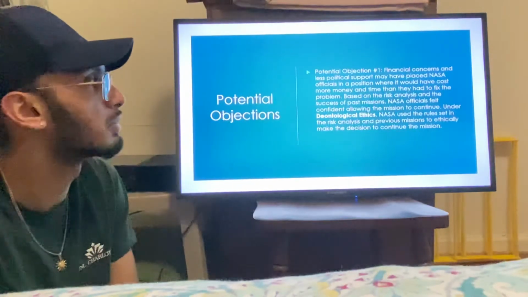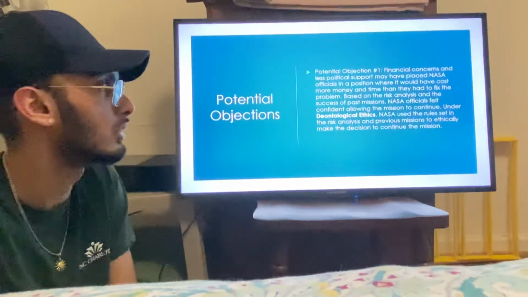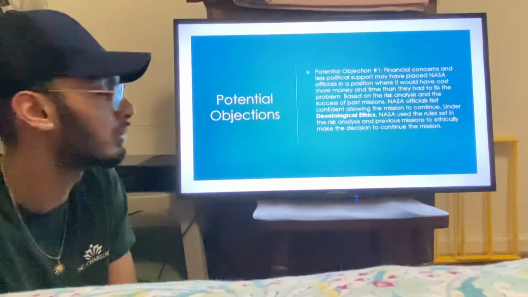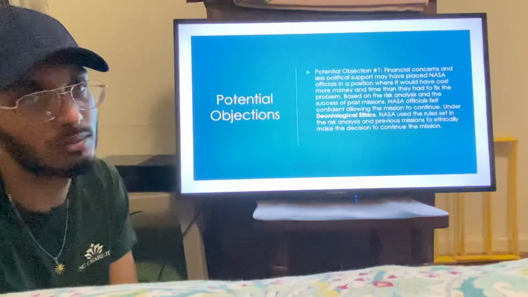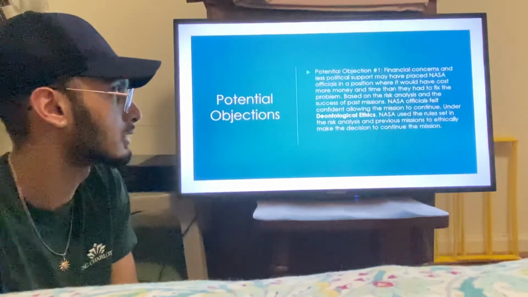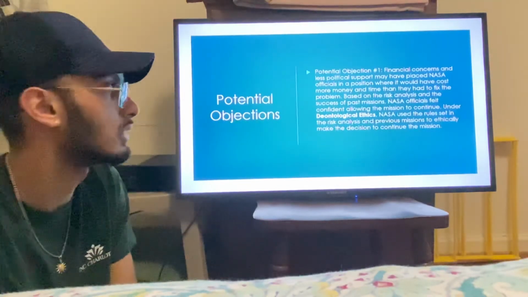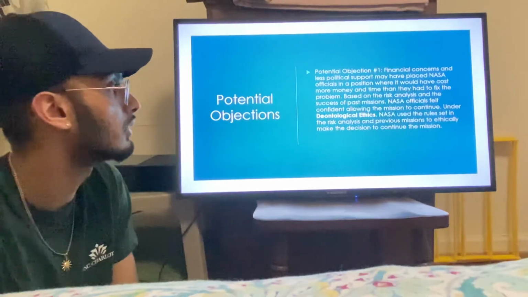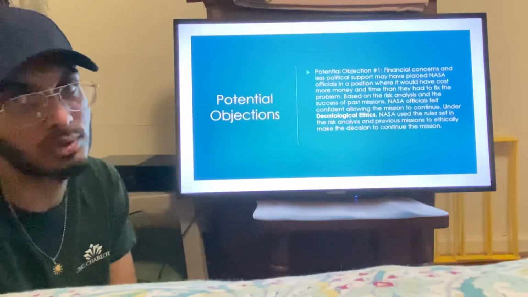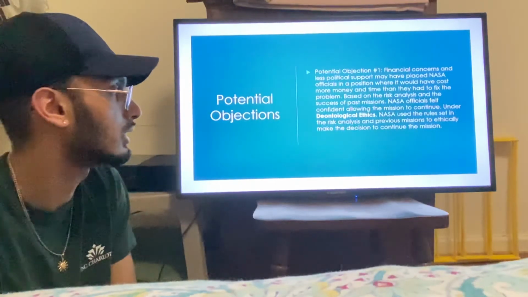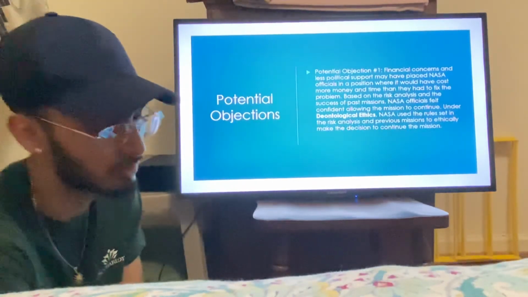An objection to ethics of care: financial concerns and less political support for NASA may have placed the officials in a position where it probably would have cost more money and time than they had to fix the problem or communicate the problem. But based on the risk analysis and the success of the previous missions, they felt confident to let the mission continue. Under deontological ethics, NASA used the rules set in the risk analysis and previous missions to ethically make a decision to let the mission continue.